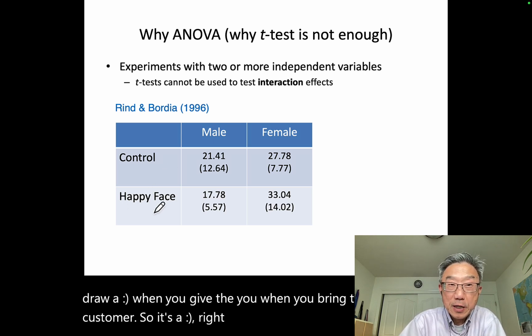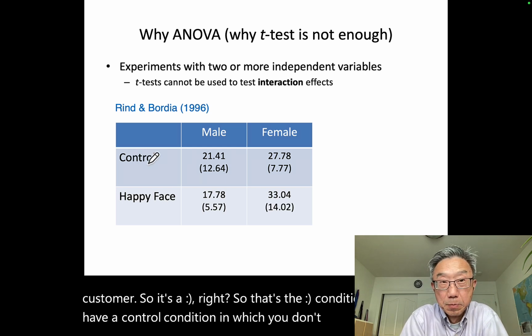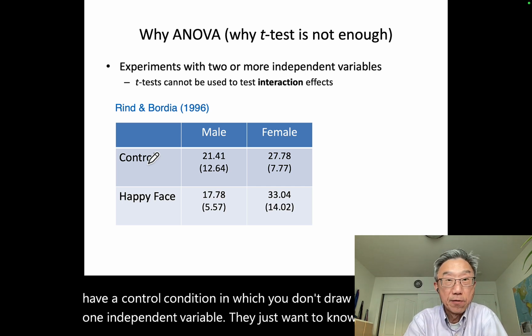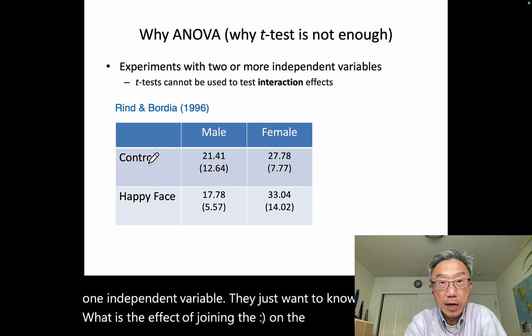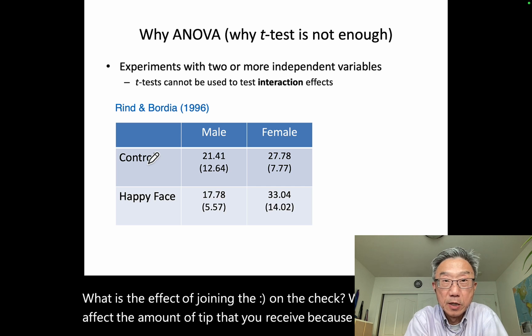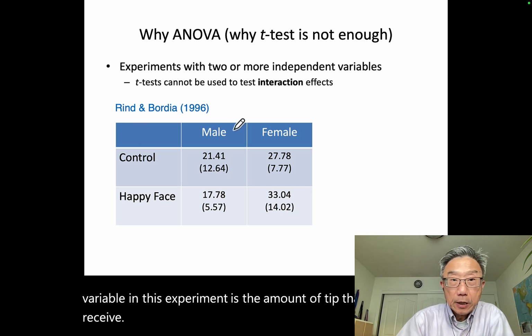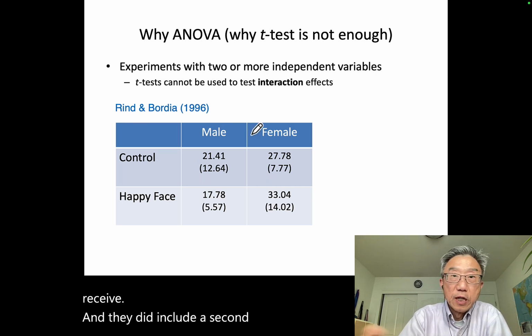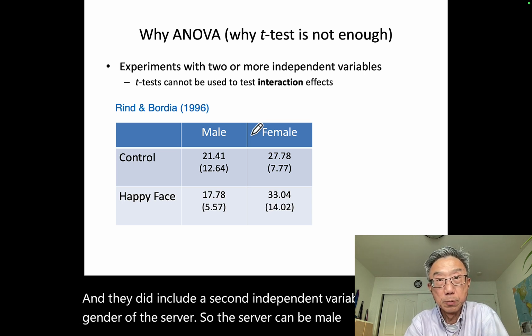So that's the smiley face condition, and you also have a control condition in which you don't draw the smiley face. So that's one independent variable. They just want to know what is the effect of drawing the smiley face on the check. Does that affect the amount of tip that you receive? The dependent variable in this experiment is the amount of tip that the servers receive. And they did include a second independent variable, which was the gender of the server. So the server can be male and the server can also be female.